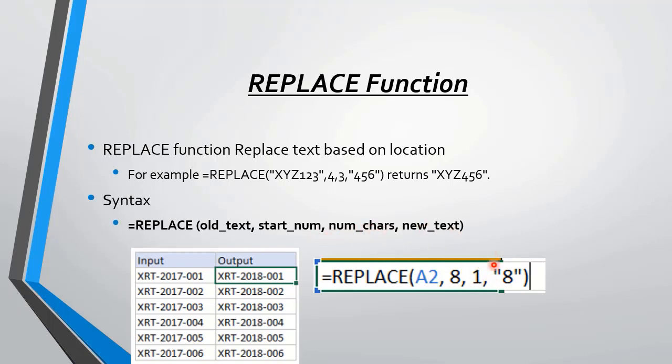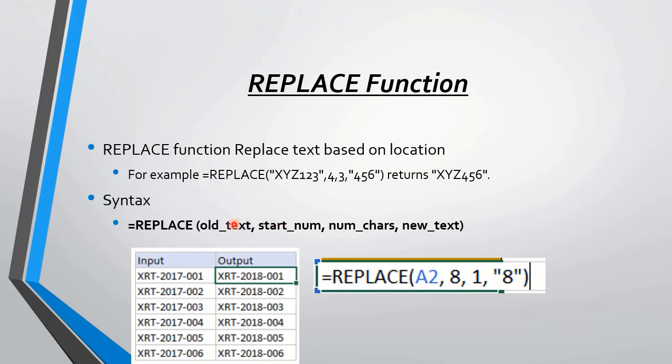I put this here in double quotation marks. Number 8 means that I want to replace the number 7 with number 8. I want to replace the 8th character, 1, 2, 3, 4, 5, 6, 7, 8, the character at location number 8, with the new text. Again, for this example, you must first understand the syntax. You must follow the syntax. Syntax means formula.